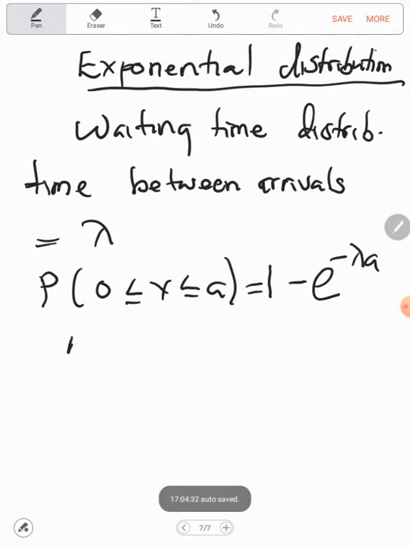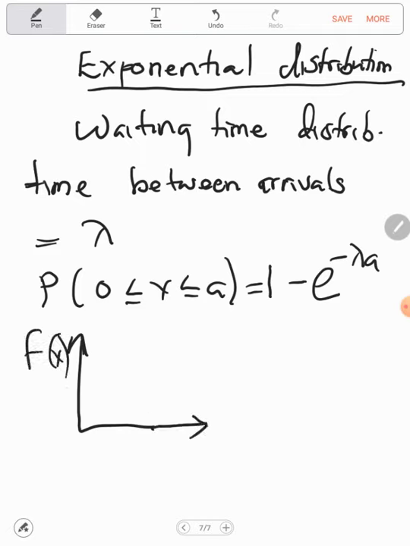So the exponential is given by that function. This is our f of x and our x, so it's just given by that. So this is the function for the exponential distribution.